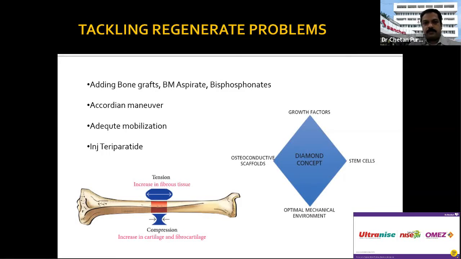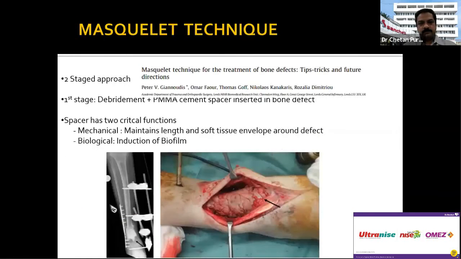In few cases, I have used iliac crest bone marrow aspirate concentrate. Use a PRP machine and use the bone marrow concentrate, just inject it in the regenerate, and I've found that it works in helping in consolidation of the regenerate. Teriparatide injection is another thing that helps in faster consolidation of the regenerate.